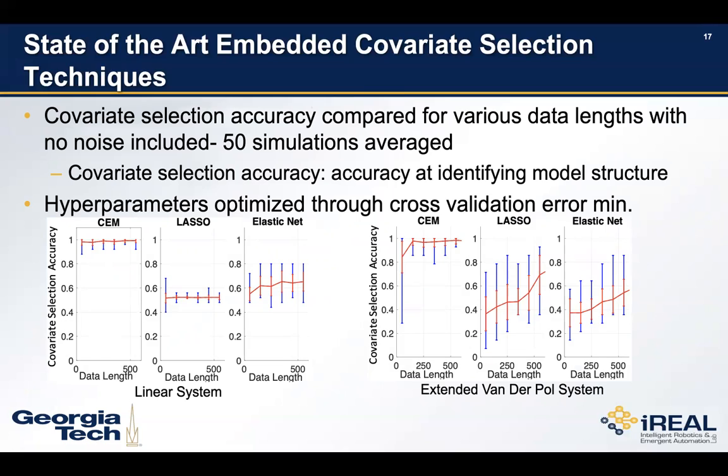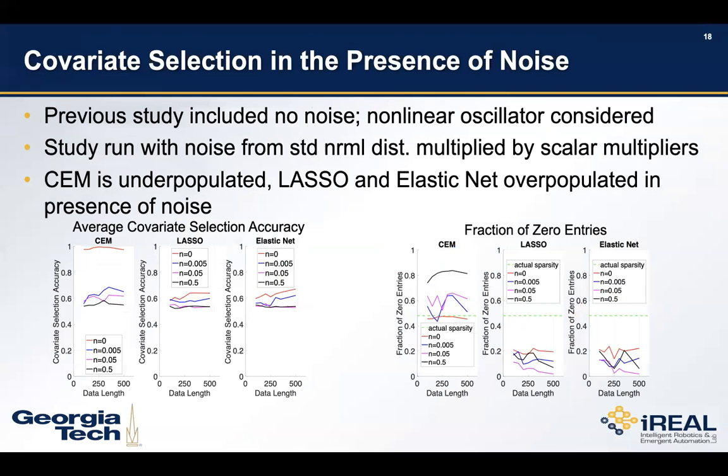As we can see in both the linear system figure on the left and extended van der Pol system on the right, the CEM performed better than both lasso and elastic net. Additionally, it's particularly visible that in the case of the nonlinear system, the CEM was able to converge to its best estimate of the system with access to far less training data than either lasso or elastic net. On these plots, the red error bars represent one standard deviation of this covariate selection accuracy, with the blue error bars corresponding to the minimal and maximal error seen throughout the study.